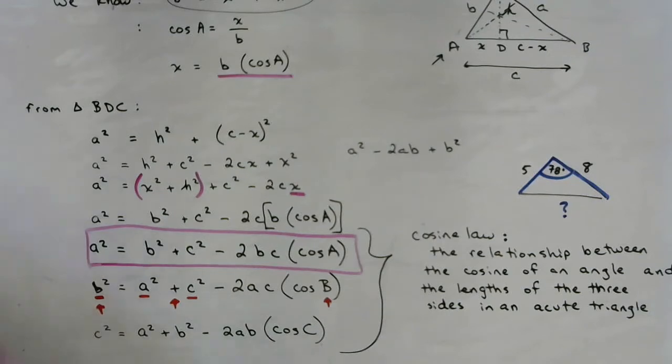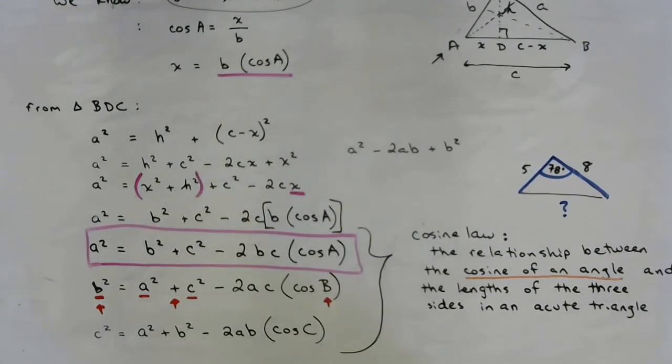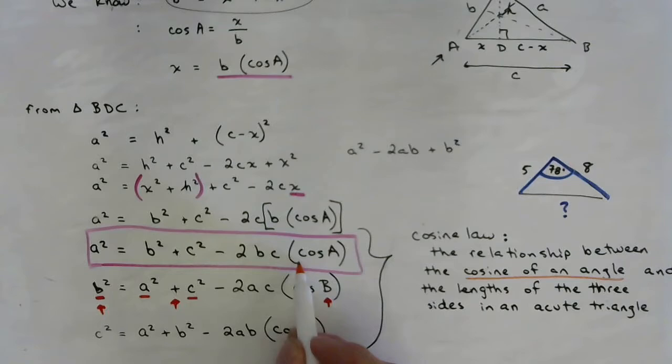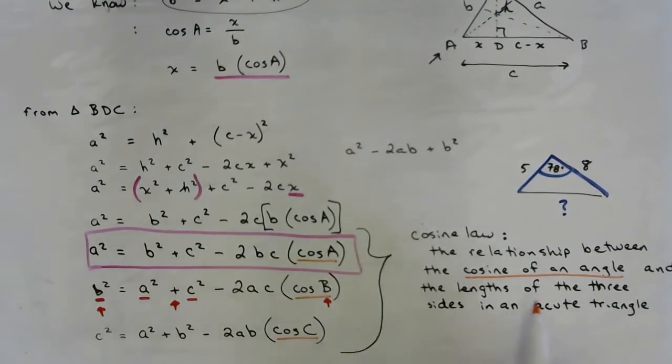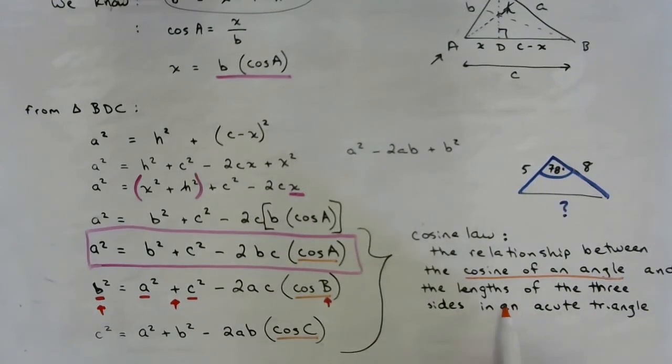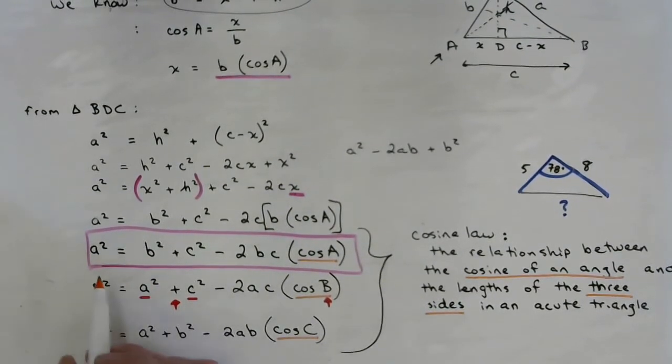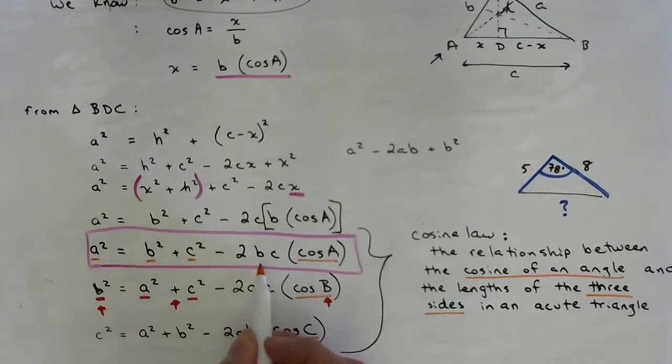What does that mean? So the relationship, so how they relate to one another, between the cosine of an angle. That's why it's called the cosine law. And that's right here. See that? Here's the cosine of A, cosine of B, cosine of C. So the cosine of an angle and the lengths of the three sides. So all three sides are involved in our calculation. A, B, and C. Okay? So it takes one angle and the three side lengths, puts them in a relationship.